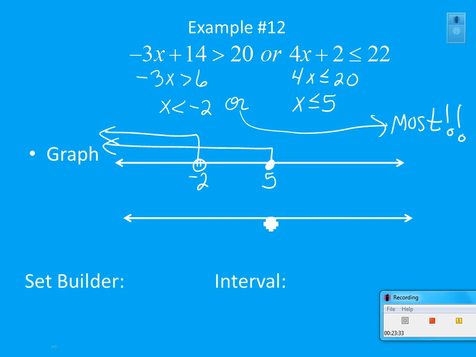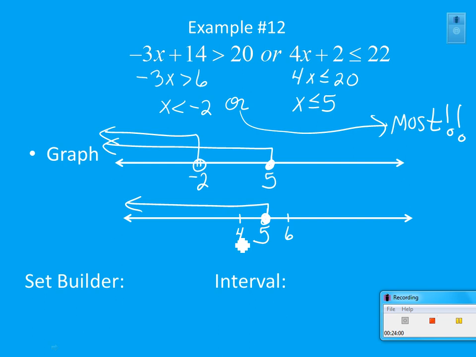So here's what my solution is going to look like. I got 5, I got a closed dot, and everything to the left. Don't put that negative 2 on there. We don't need it. It's included in here. But do put an arrow to the right and an arrow to the left.